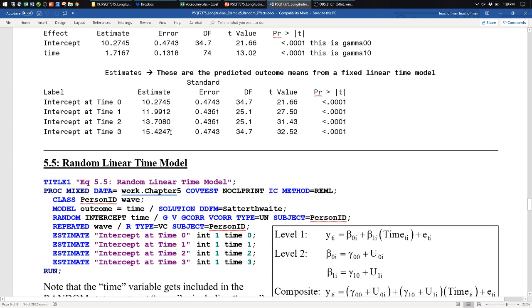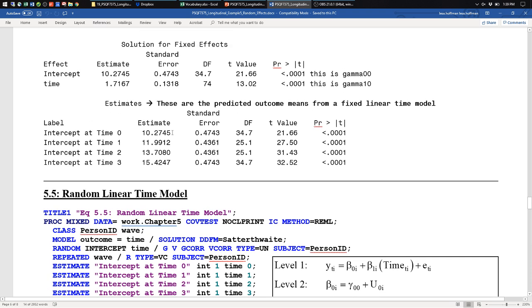So these are the predicted means here on the next page. We'll look at just the solution for fixed effects real quick. So 10, that's my fixed intercept. That is the model predicted mean where time equals 0. Given the way I coded time, that's at wave 1. So this is not the mean at wave 1. This is the model predicted mean. It's the mean according to the line I drew.